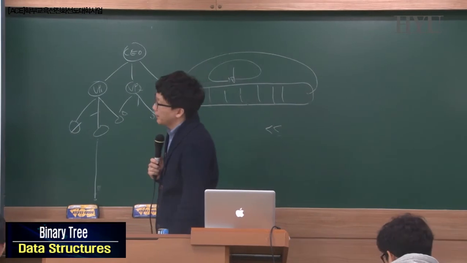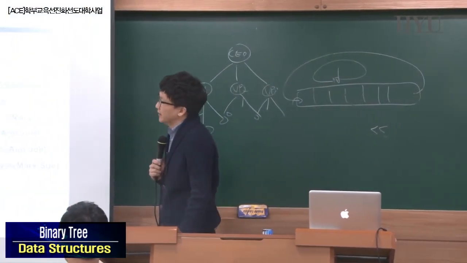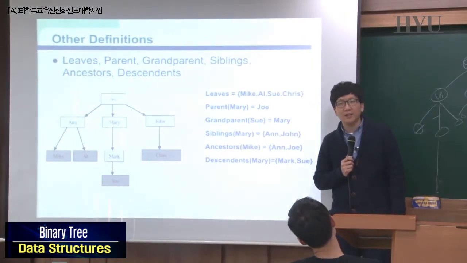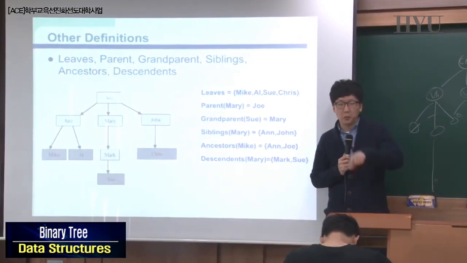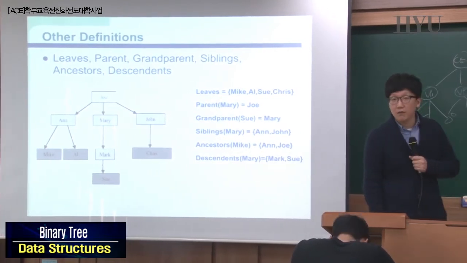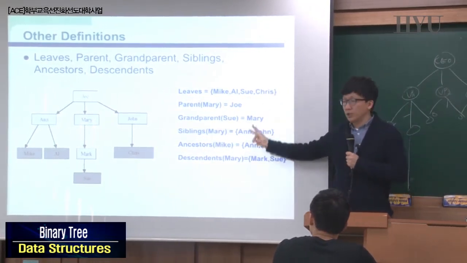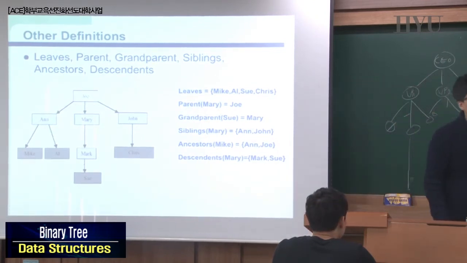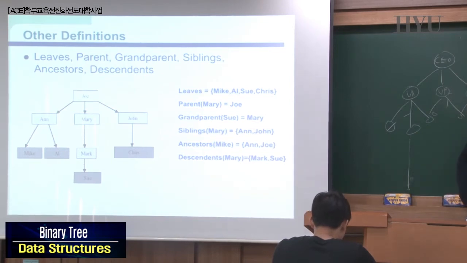Descendants of Mary. Likewise, I start by finding Mary first. Go down. Anything that is below Mary, start exploring the tree. Just report them. That will be my answer to this function. So each one you can implement as a function for your data structure, the tree data structure.